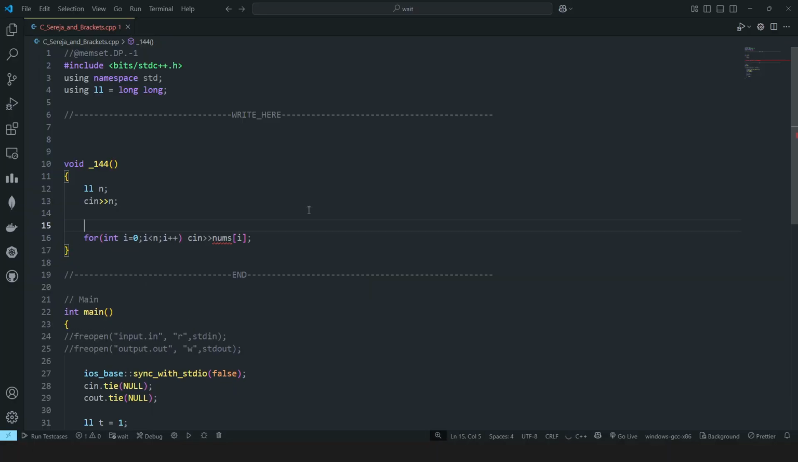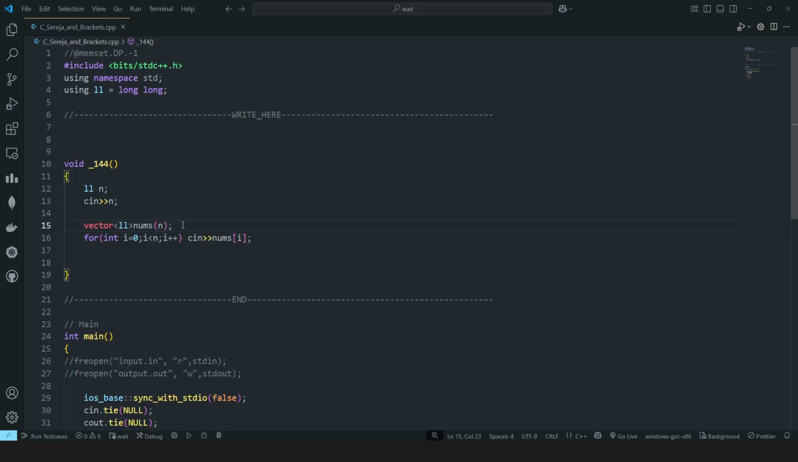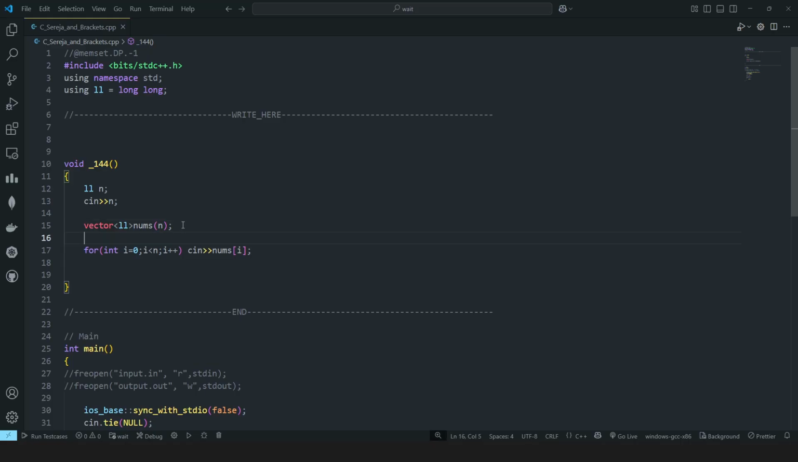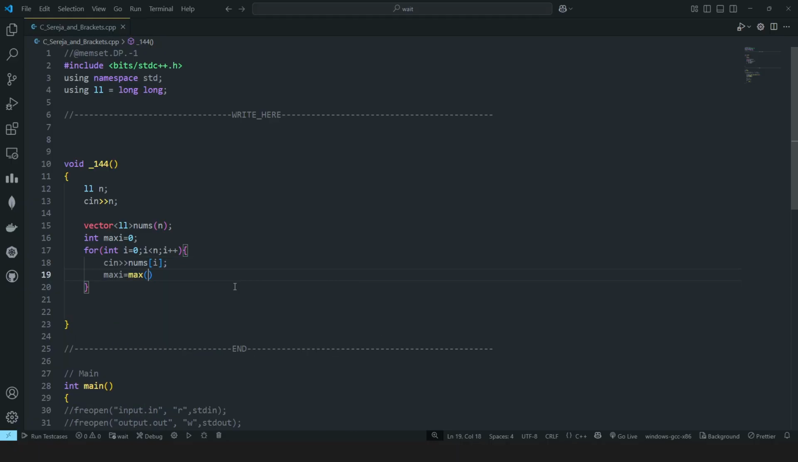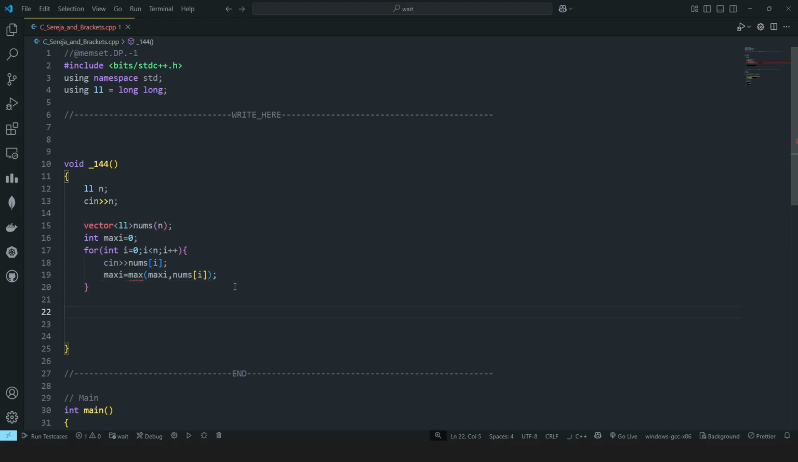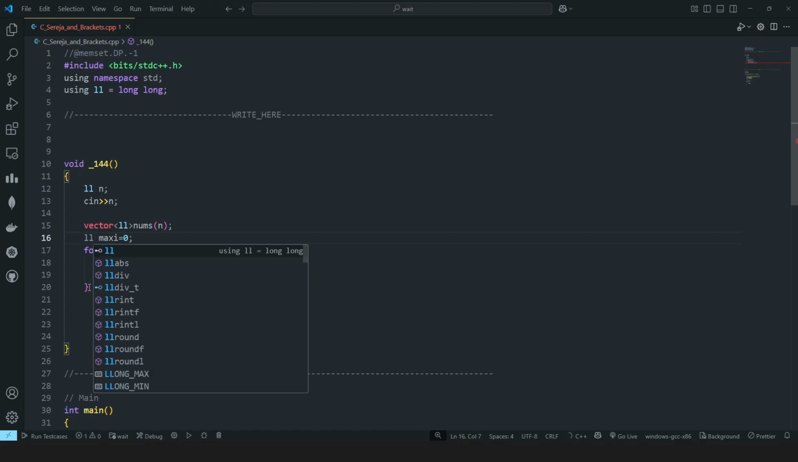Let me declare the vector here also. And as I told you in the explanation, we want the maximum value of the array in order to construct the segment tree array. So we will do this here only. Initially maxi is 0, and while taking the input, I will simply calculate maxi here also: maxi equals max of maxi comma this num[i], like this. And also take this as long only.